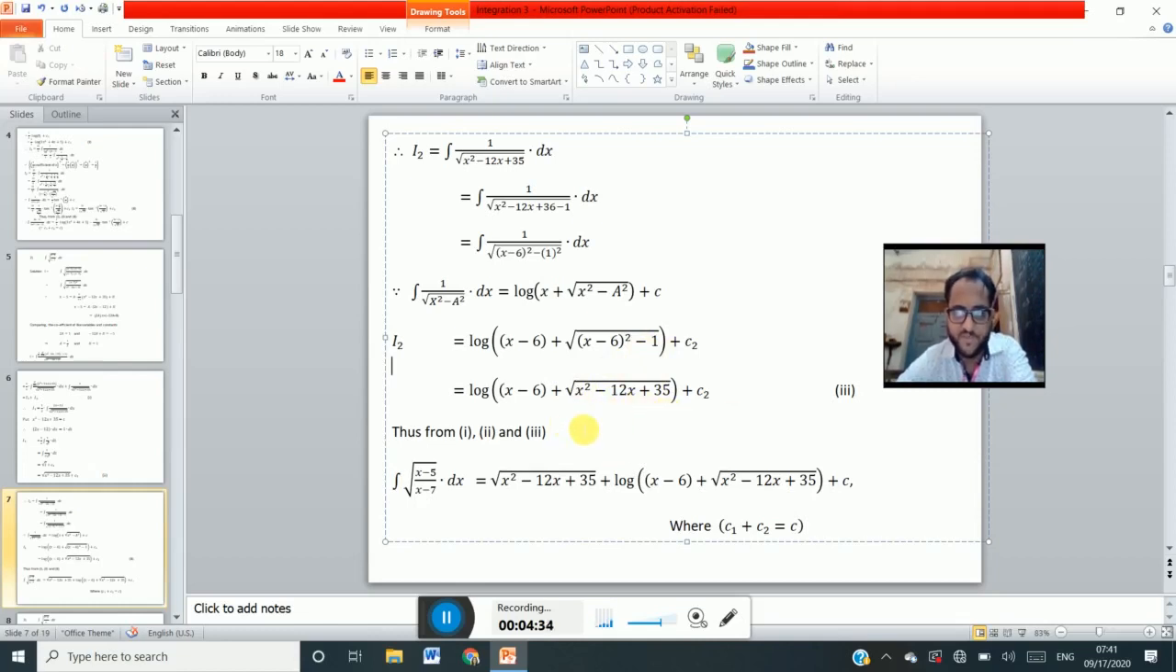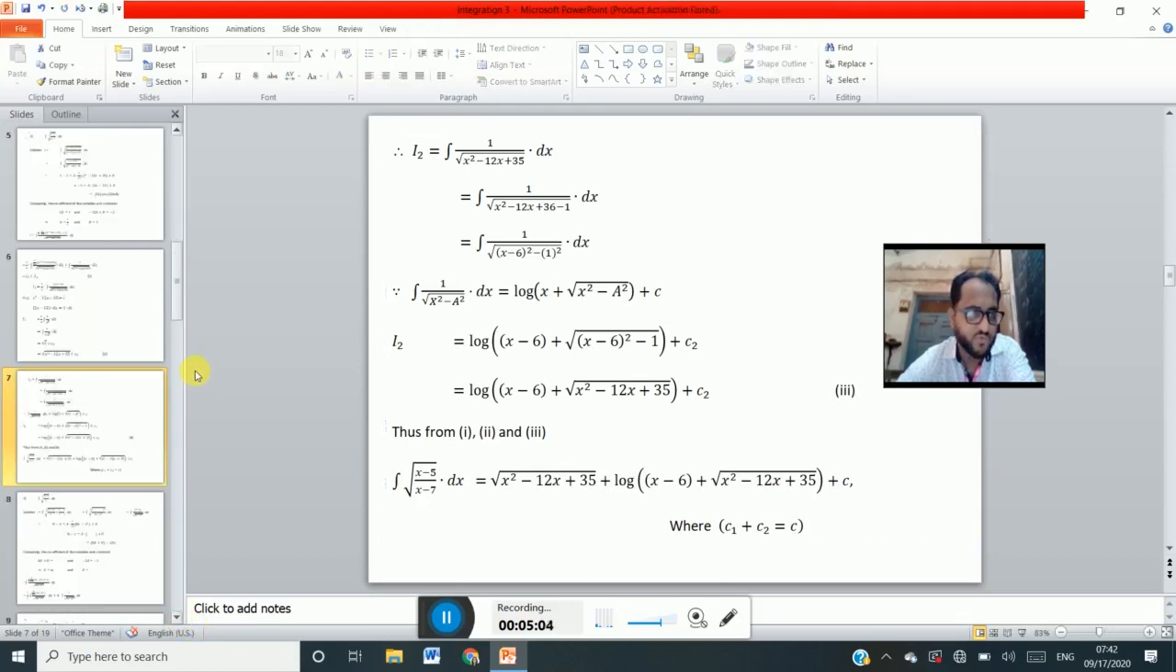Now substitute these two integrals, that is I1 and I2, in the first one. What do we get? This is the I1, that is root x square minus 12x plus 35 plus log of x minus 6 plus root x square minus 12x plus 35 plus c. Again c is nothing but c1 plus c2. So in this way we simplify this type of example, right? This is actually the final answer, right?